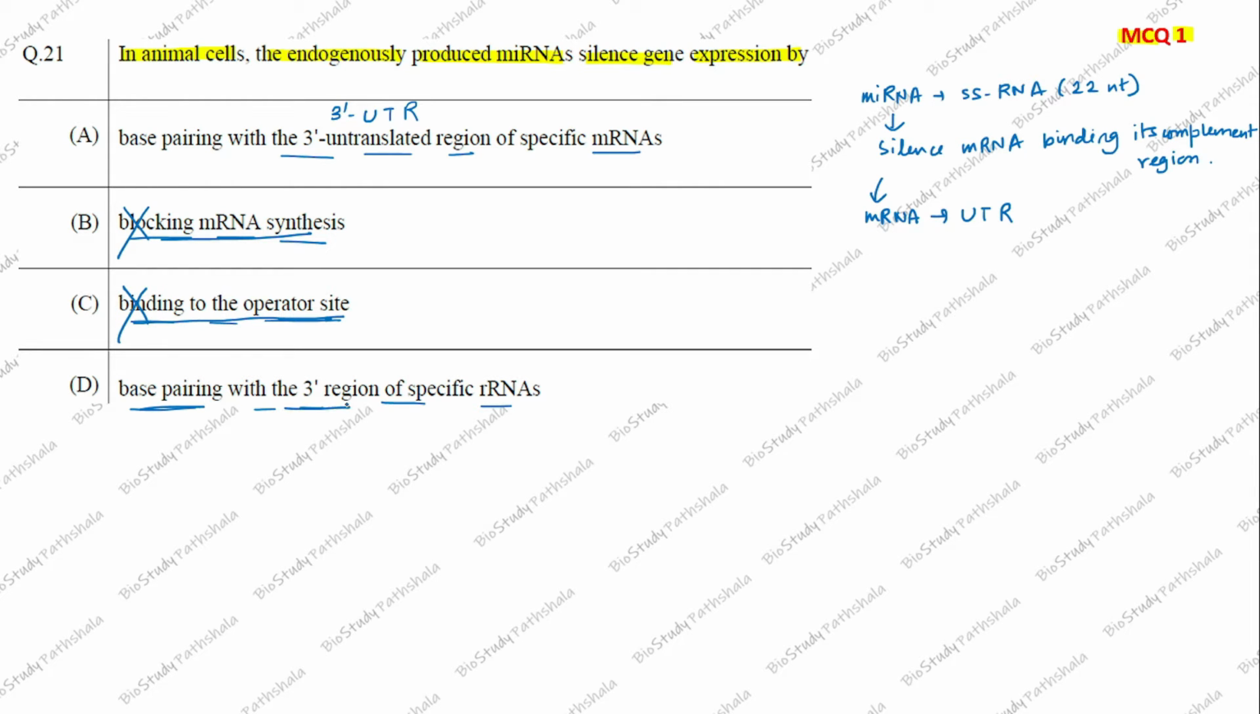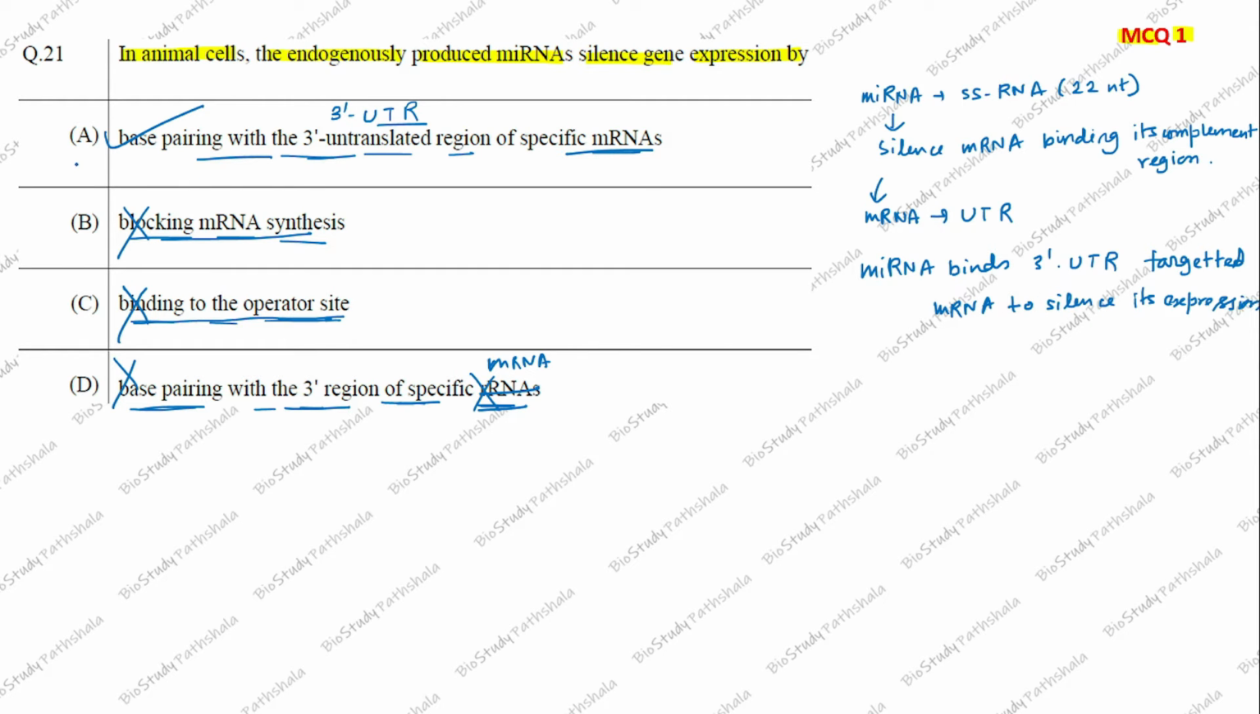Base pairing with 3' region of specific rRNA. No, if it is mRNA, then it can be true. So option D is again wrong. Base pairing with 3' UTR region of mRNA, this is right. miRNA actually binds with 3' UTR of targeted mRNA to silence its expression. So option A will be the right answer for this question.